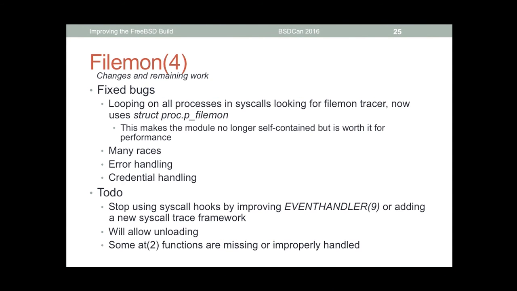Right, so some of the changes that were made in it: originally it would loop on the process tree. It hooks into syscalls to watch for these file operations. And when it would intercept one of these syscalls, it would loop on the process tree to see if this process is being traced. That was very bad for performance. So now the FileMon data is stored in the struct proc for the process. This change makes the module not self-hosted or self-reliant. You cannot just drop it in another tree and use it. You have to make a change to sys/proc, but it's worth it because it really helps the performance. A lot of races were fixed. There was very little error handling.